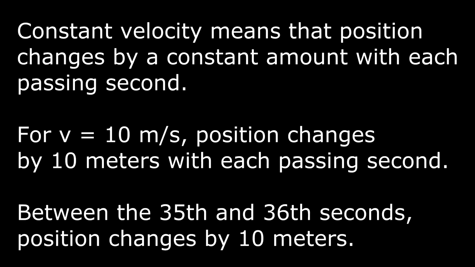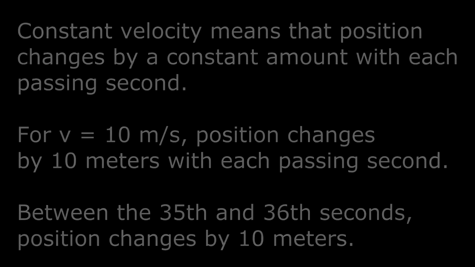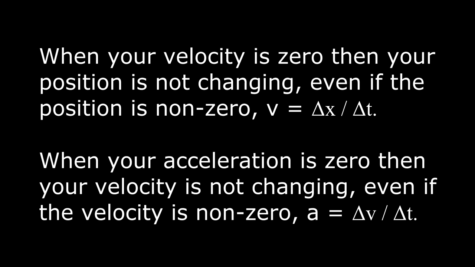Motion with constant velocity means that position changes by a constant amount with each passing second. For a velocity of 10 meters per second, position changes by 10 meters with each passing second. Between the 35th and 36th seconds, position changes by 10 meters. When your velocity is 0, then your position is not changing, even if the position is non-zero. We have v equals delta x over delta t.